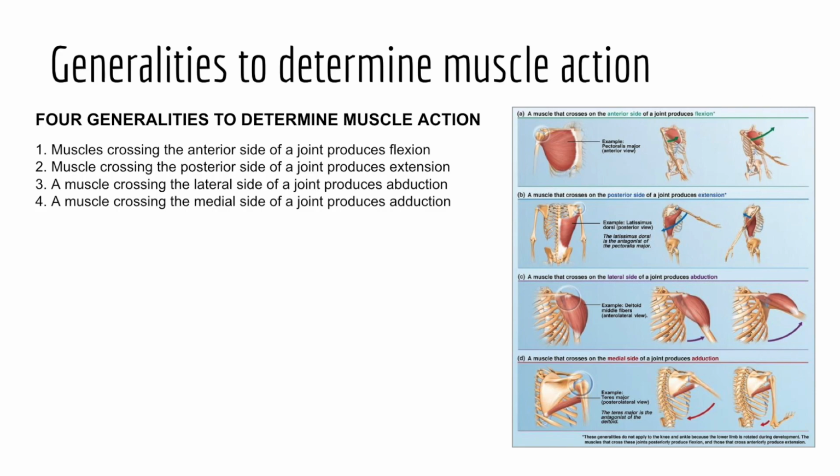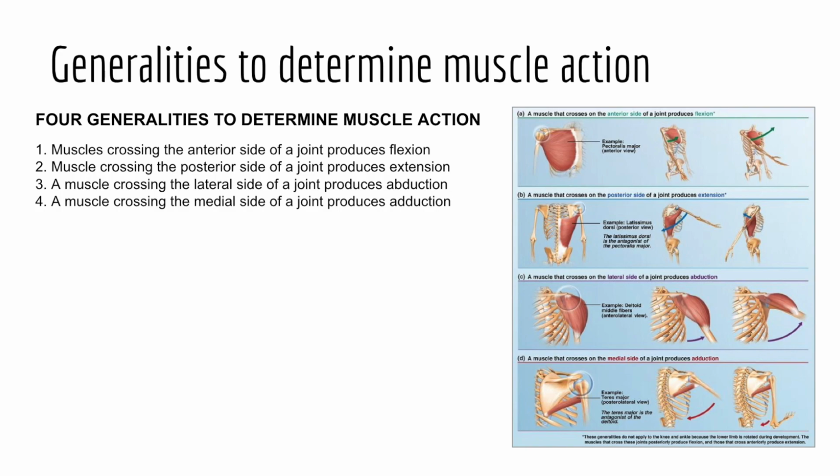In contrast, another generality is that of point 2. A muscle crossing the posterior side of a joint produces extension. Now, the textbook in this particular image is going to use the latissimus dorsi as an example, which crosses the back of the glenohumeral joint. And in this manner, we find that this muscle can act to extend the arm. And if the pectoralis major was the agonist, then the latissimus dorsi would act as an antagonist, and vice versa.